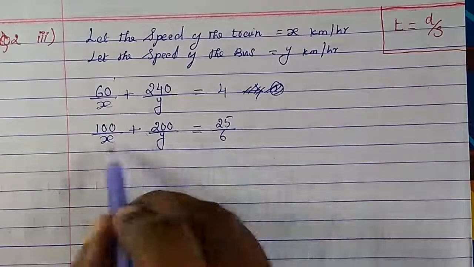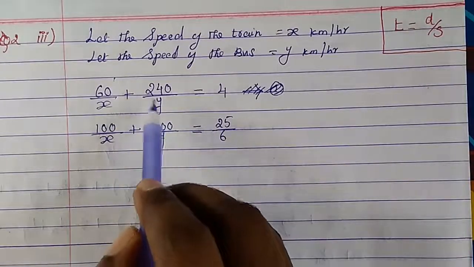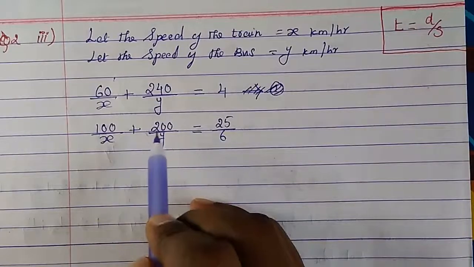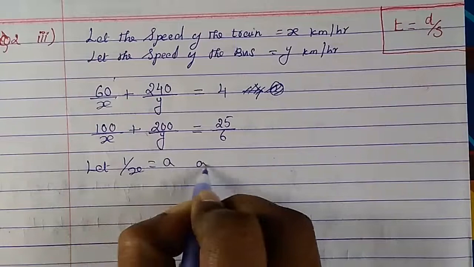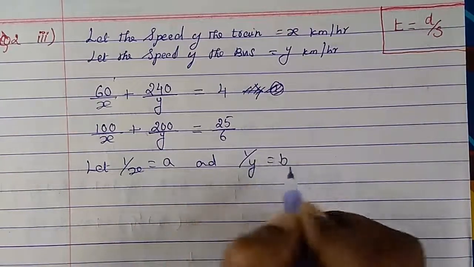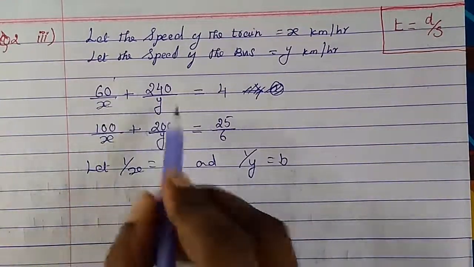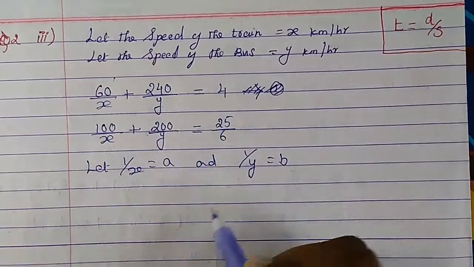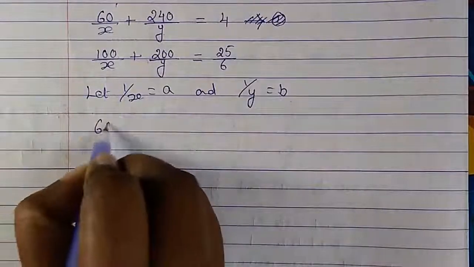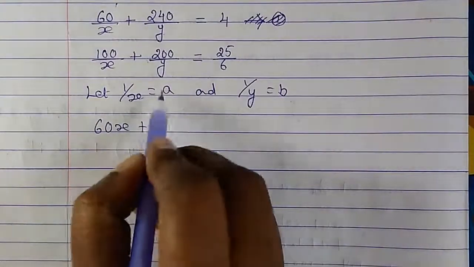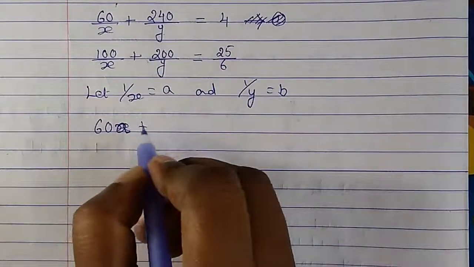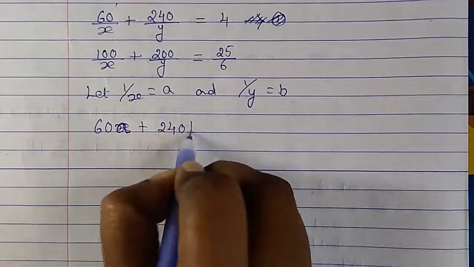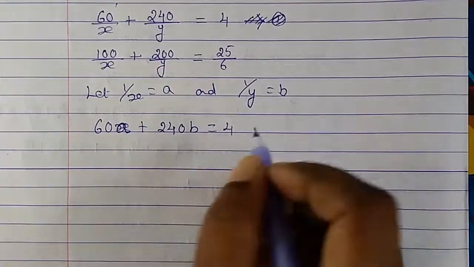Now this is in fraction, and this is also in fraction, so we have to simplify further. Let 1 upon x equal a and 1 upon y equal b. So now 1 upon x will become a, 1 upon y will become b. Now let's write the equations. 1 upon x is a, so 60a plus 240b equal to 4.